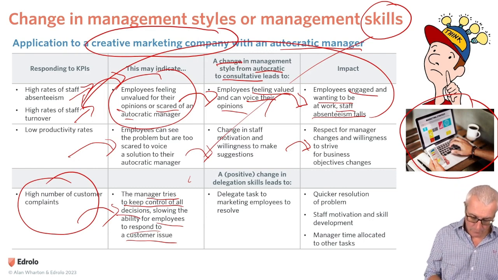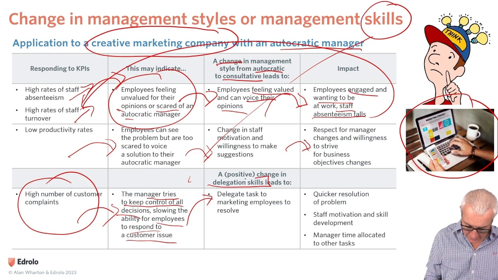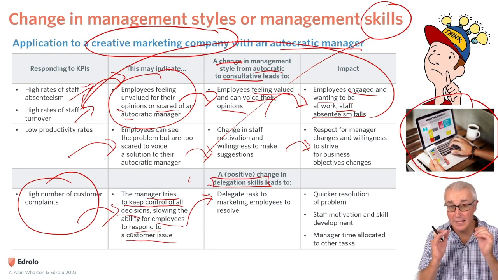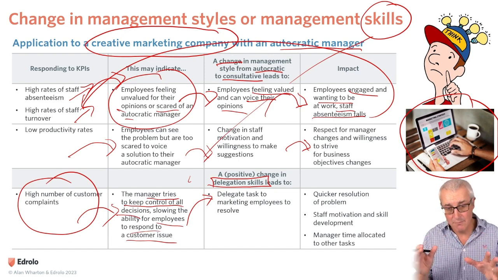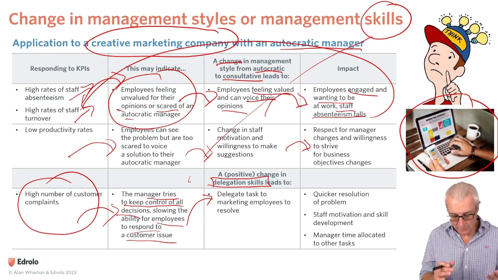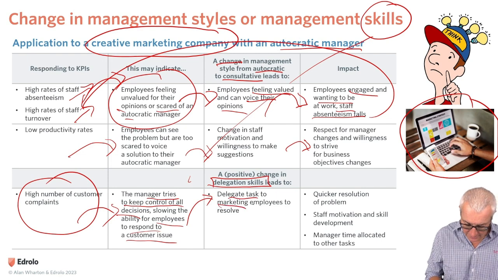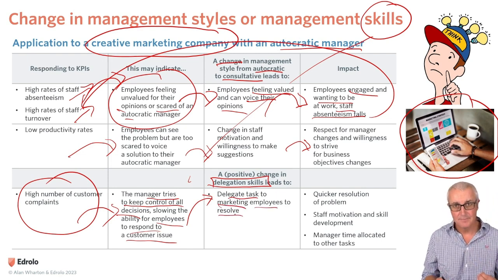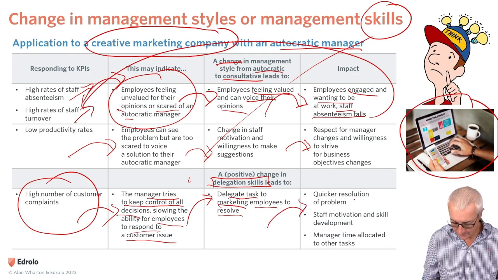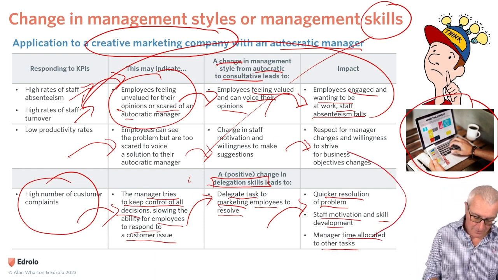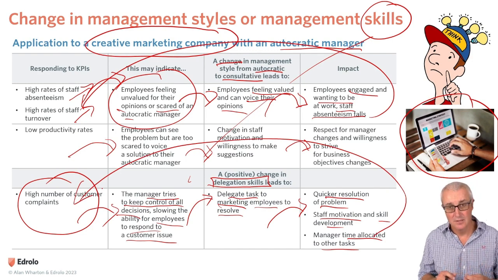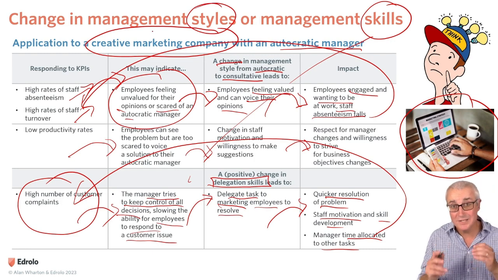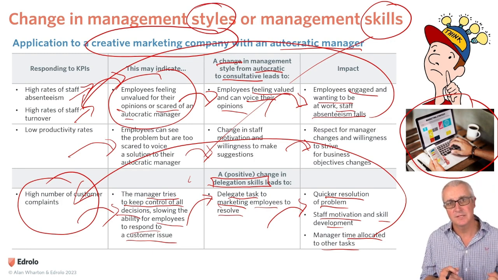So instead, if we had a delegation skill positively embraced by the manager, they're going, okay, I can't control everything. I'm going to delegate tasks while keeping the overall accountability. I can delegate the responsibility to other members. Now, we've got some talented individuals in this creative process. By delegating tasks to marketing employees to resolve, they're going to feel better. They're going to be able to resolve them quicker. Then hopefully we're going to have more motivated staff and the manager can focus on other tasks. Dealing with that will resolve these customer complaints far quicker. So hopefully you can see from this lesson that we can look at styles or skills as strategies to respond to key performance indicators in our business.